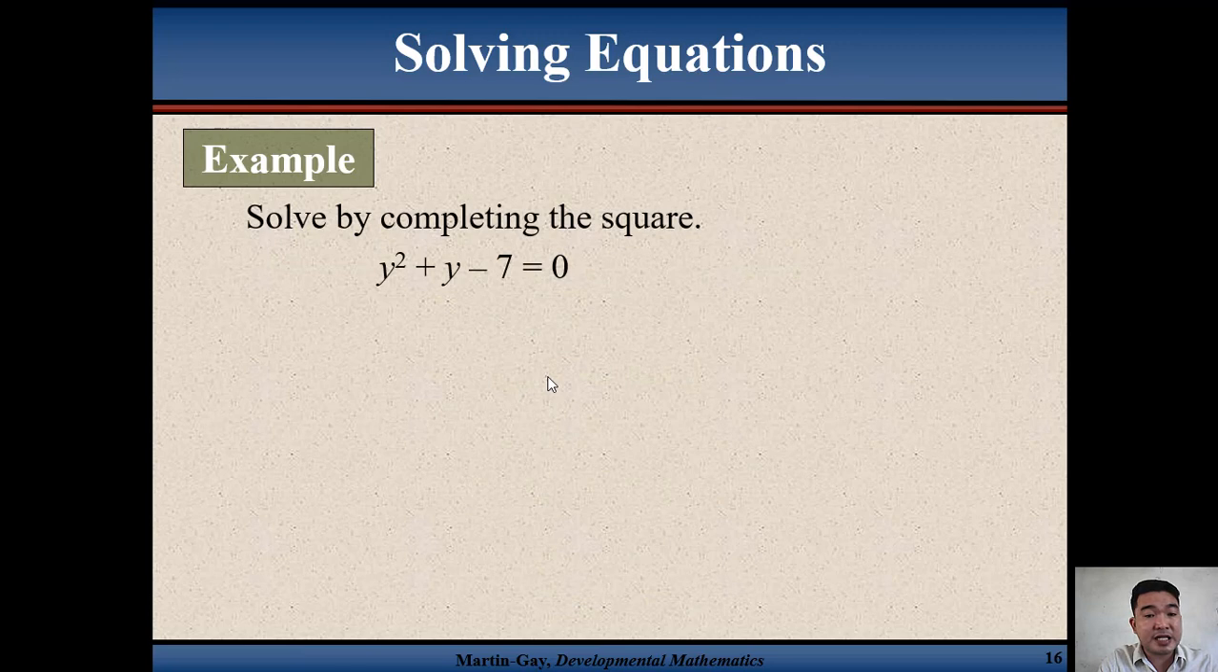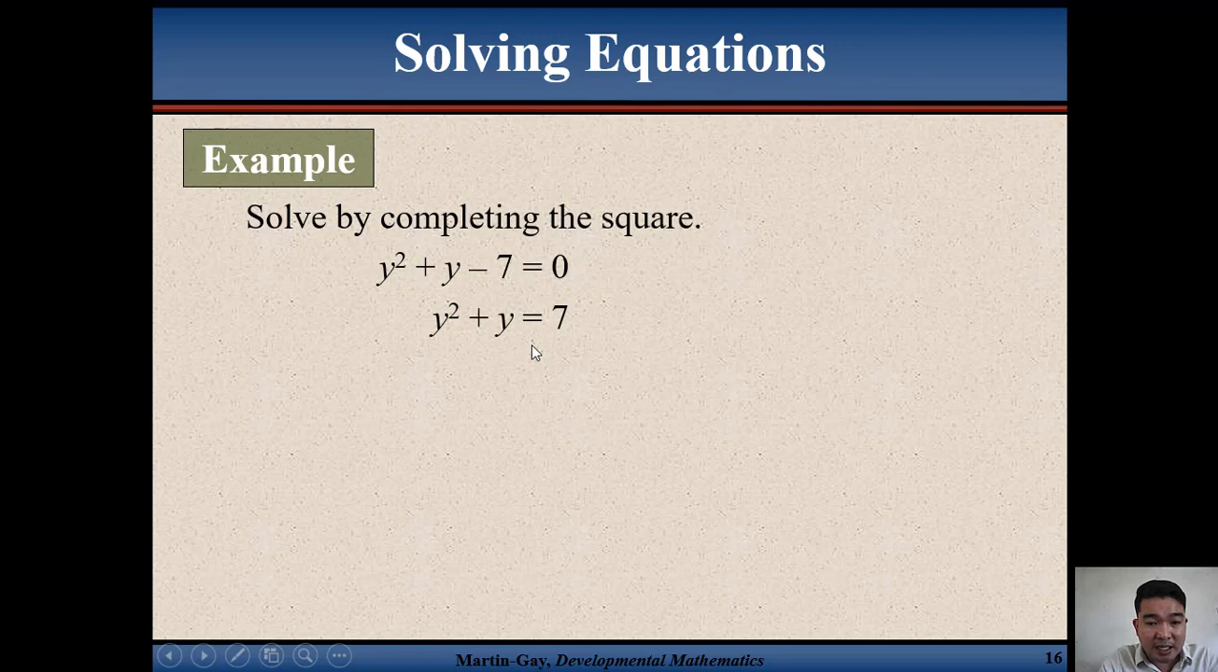Let us have another example. So we have here y squared plus y minus 7 equals 0. Check the squared term. The numerical coefficient is already 1, so we don't have any problem with that. But the constant term is on the left side of the equation. So what we are going to do is move negative 7 from here to the right side. So we'll be having y squared plus y equals 7.